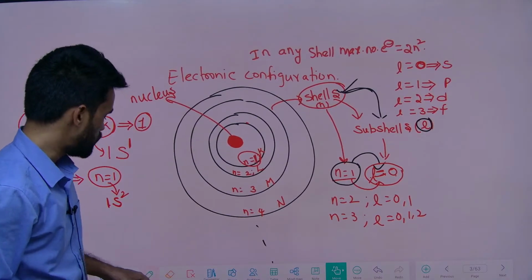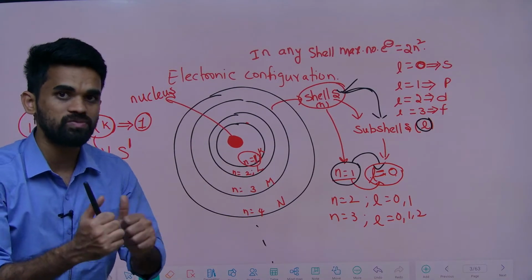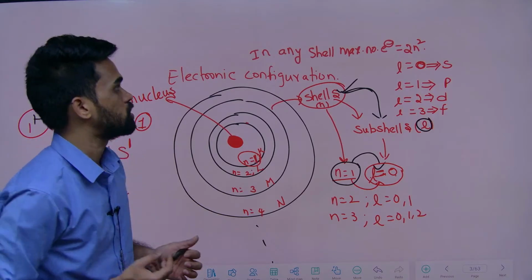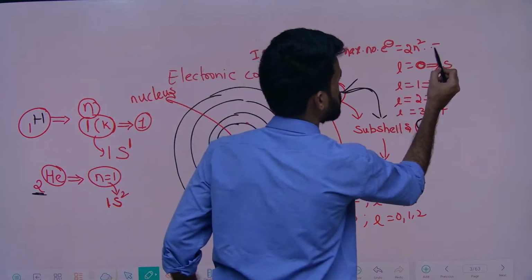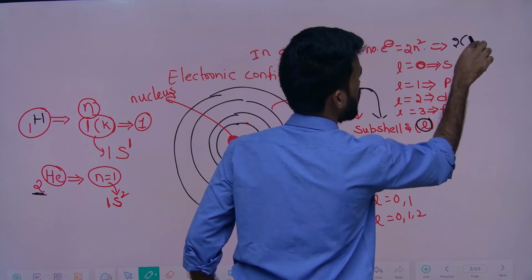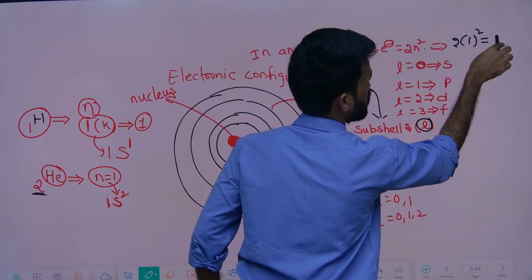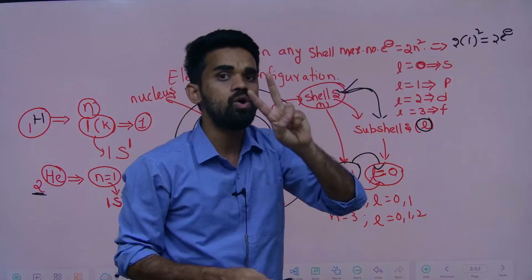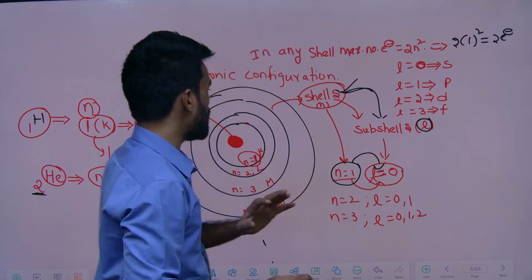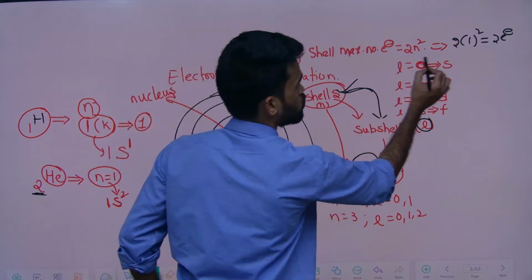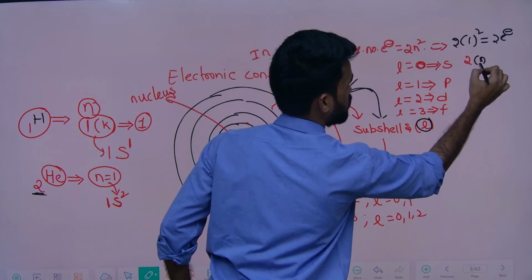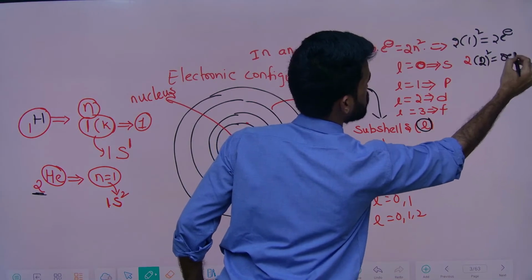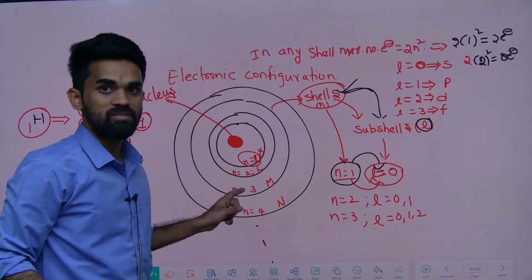For example, in the first shell, how many electrons can we fill? The shell number is 1, so 2 into 1 square means 2. So in the first shell, only a maximum of 2 electrons. Similarly, in the second shell n equals 2, so 2n square: 2 square is 4, 2 fours are 8. So 8 electrons you can fill in the second energy level, that is the second shell.